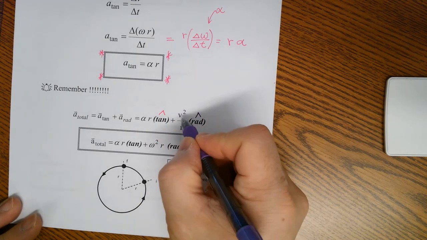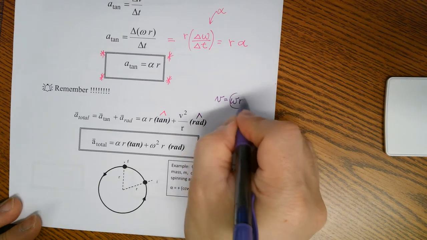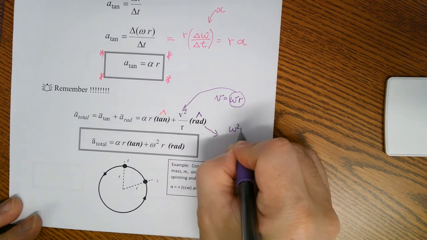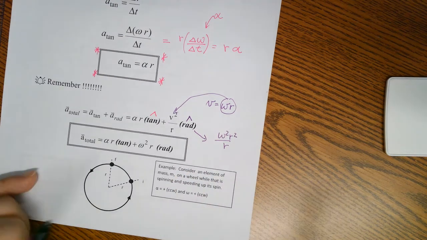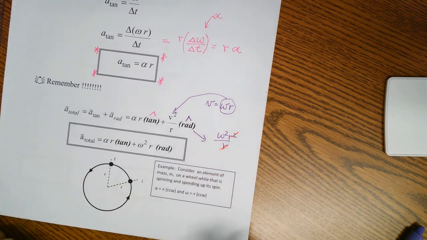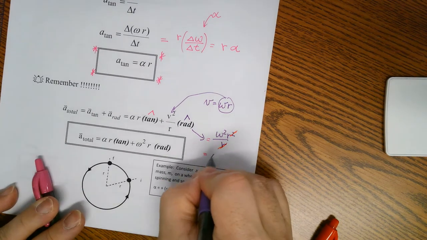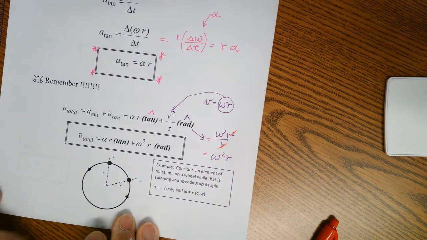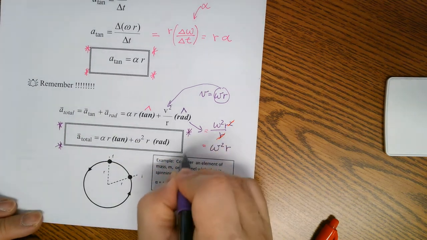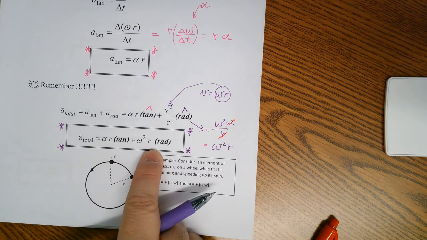If we were to substitute the v with omega r into my radial, this becomes omega squared r squared over r, where one of the r's will cancel out from top and bottom, giving you, right, giving you omega squared r. That's how we get this A total. This A total is alpha r tangential hat plus omega squared r radial hat.